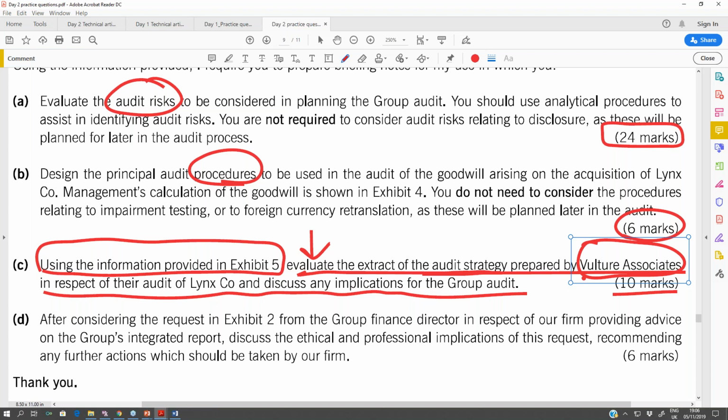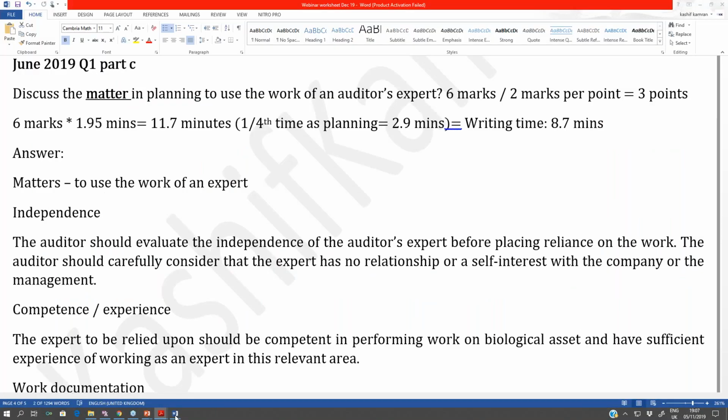Okay, so that's question number 1C, and we need to evaluate the audit strategy, right? The question does not say to consider matters on relying on the work of a component auditor. The question is saying that the component auditor has prepared a strategy and you need to evaluate it. There might be something wrong in the strategy, or there might be something right in it. You need to evaluate the strategy prepared by Vulture in respect of Links, and consider whether there are any implications for the group audit, 10 marks. So let's start with this question now.